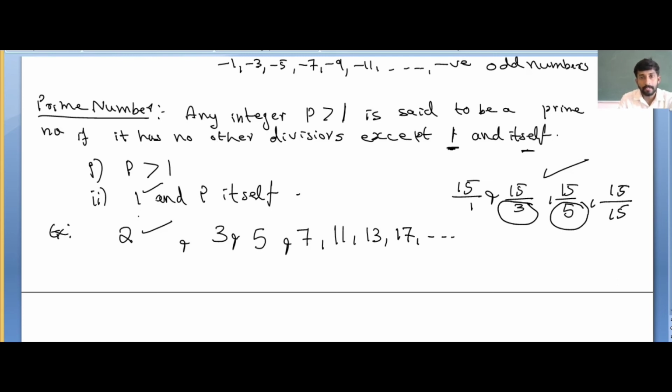Second condition is divisors of that number are 1 and that number only. Any number which divides the given number, then that is 1 and that number only. Then we call that type of numbers as prime numbers.